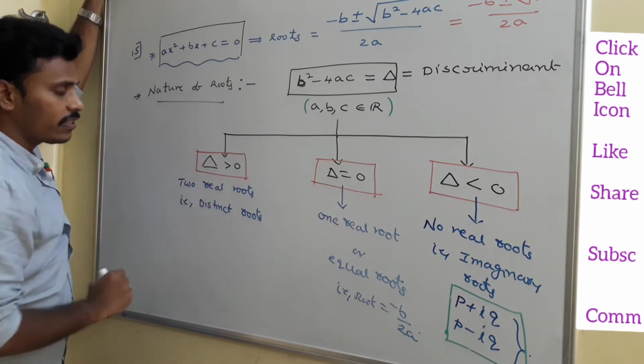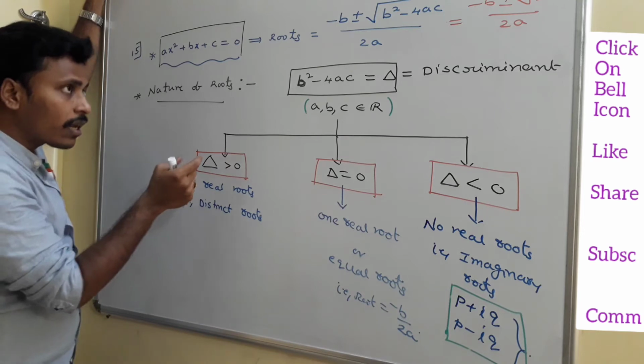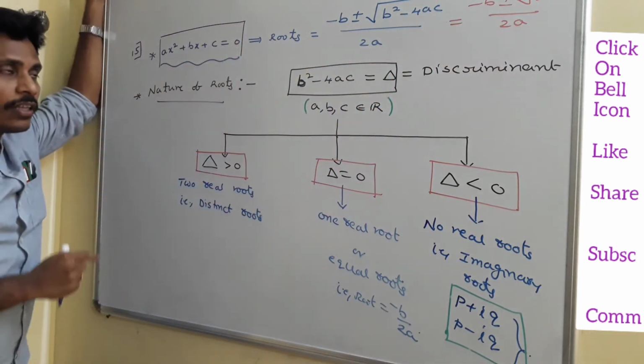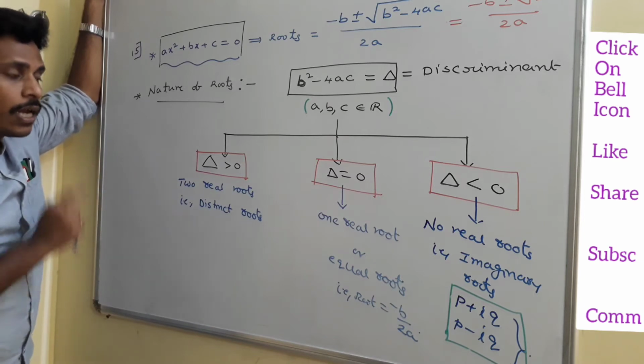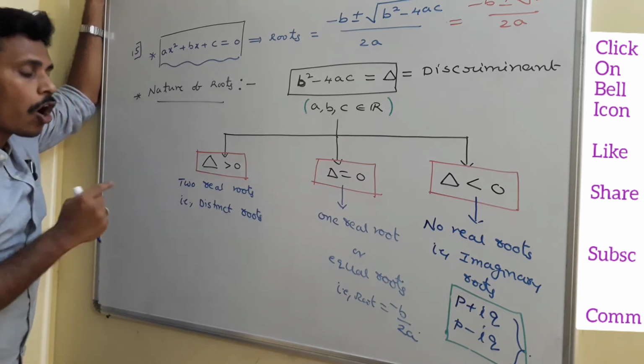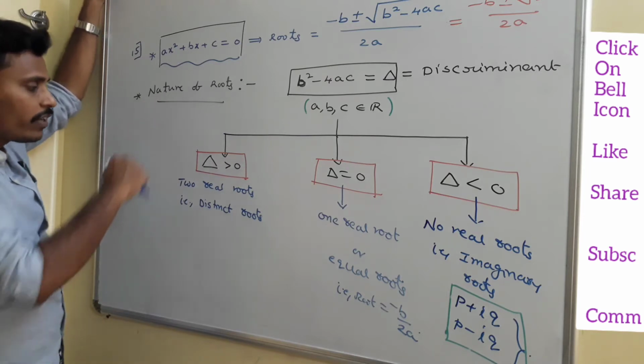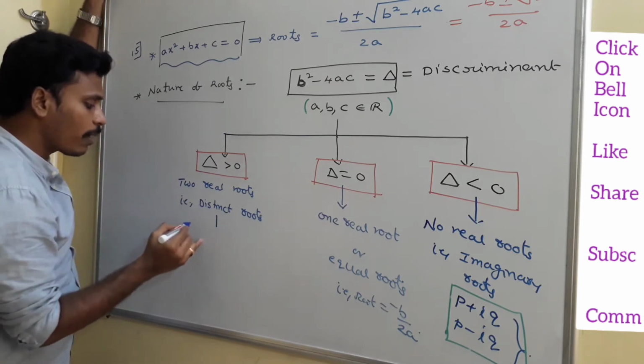See, delta greater than 0. Delta is the number under the square root. Whether the square root value exists or not depends on the delta, and whether the delta is a perfect square or not. Again, to decide the nature, we need to think about what we say about the delta.